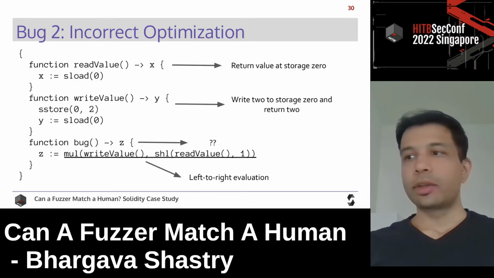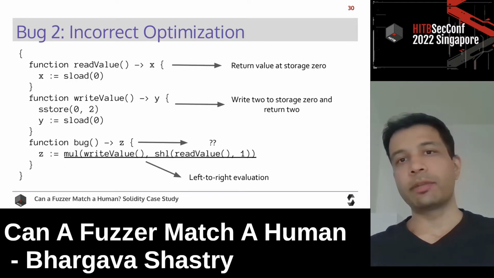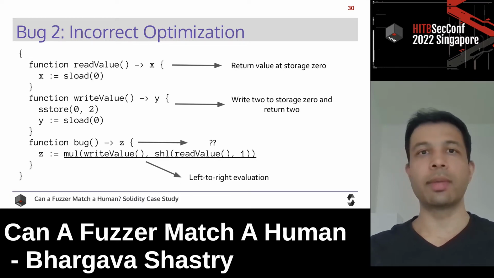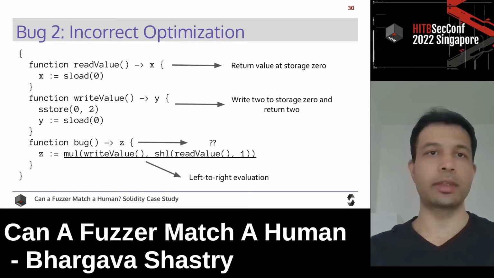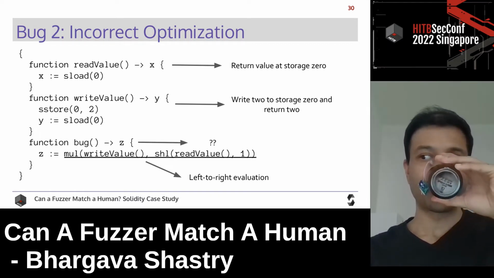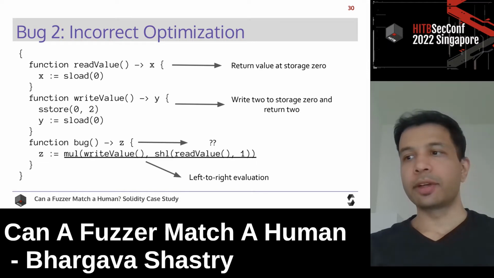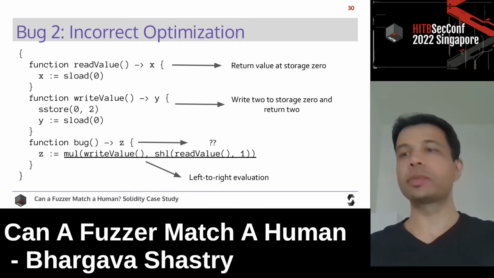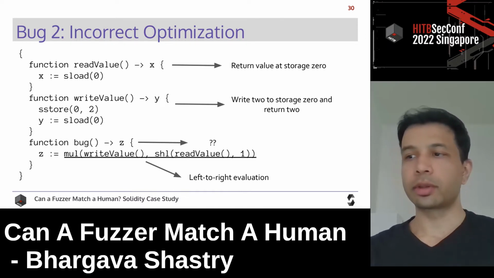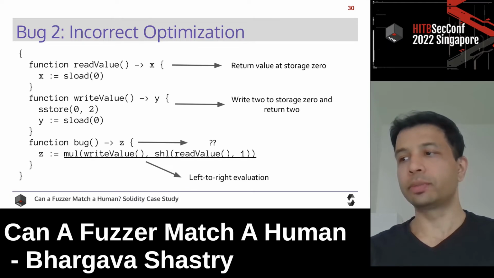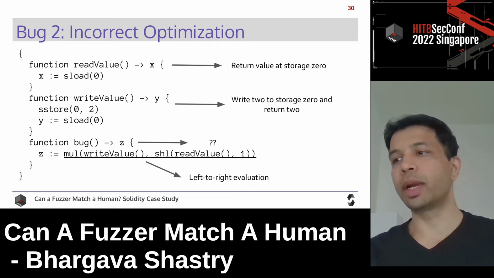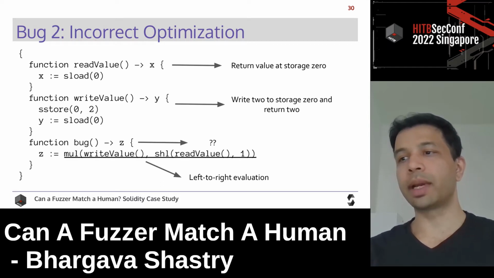The second bug that I'm going to demonstrate, found by the fuzzer, is somewhat more subtle. To demonstrate the bug, here we have three Yul functions. Remember, Yul is the intermediate representation used by the Solidity compiler. The function readValue returns the value stored in EVM storage slot 0. The function writeValue writes 2 to storage slot 0 and returns this value, that is the value 2. The function bug performs a multiplication of the value returned by writeValue and 1, the value 1 left shifted by the return value of the function readValue.